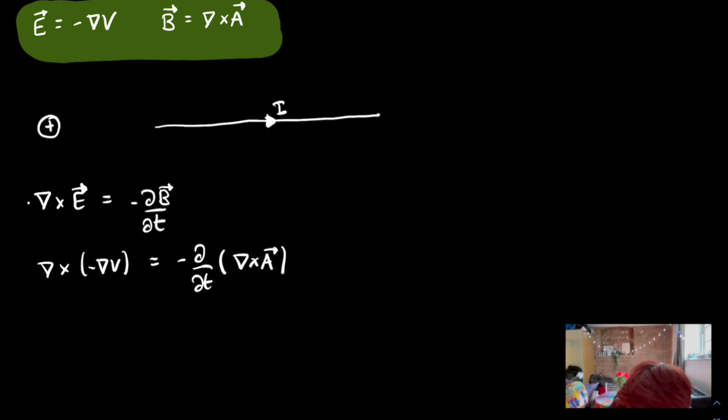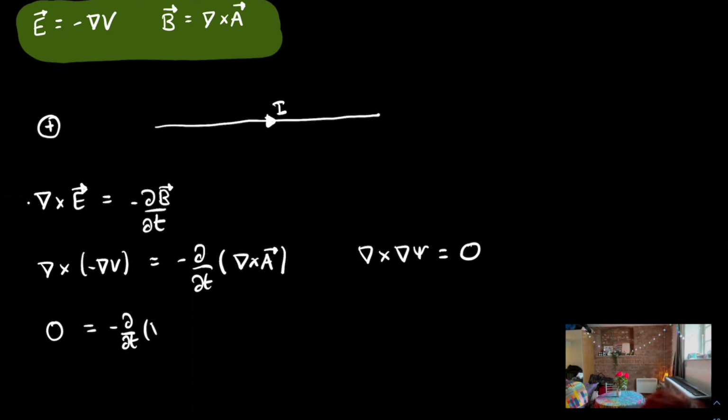Now here's the key thing. We have a curl of a gradient of a function. And what did we say happened when we have curl of gradient of any scalar function? This left-hand side is always going to be equal to 0. Curl of the gradient of any function psi is always going to be equal to 0. That is a mathematical vector identity. And so this left-hand side of the equation, we get 0, which is then telling us that the time derivative of the curl of A is always going to be 0 right here.